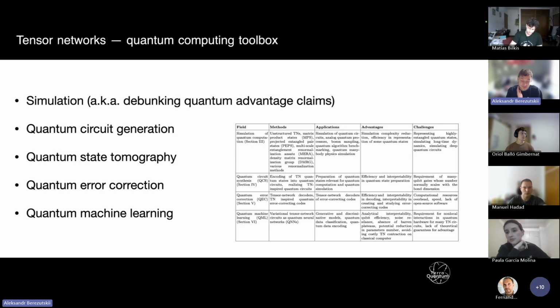So this is the first application, and the second one is error correcting codes, which are called tensor network inspired, but there is also a one-to-one correspondence between a tensor network and a quantum error correcting code.